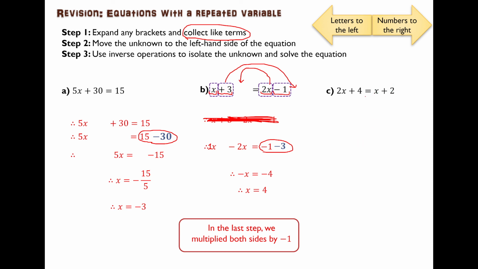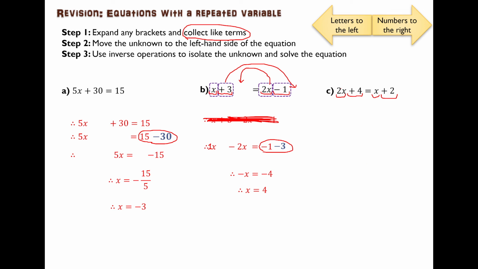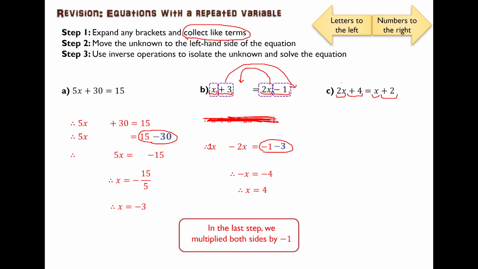Finally, I have this equation here. There's a 2x term, a plus 4, an x, and a plus 2. I can look at these terms. Out of these terms, which terms are in the wrong place? I've got a letter term here. That's in the right place, it's on the left. I've got a number term here, but I want that to be on the right. I've got a letter term here, that should be on the left. And I've got a number term here that is in the right place.